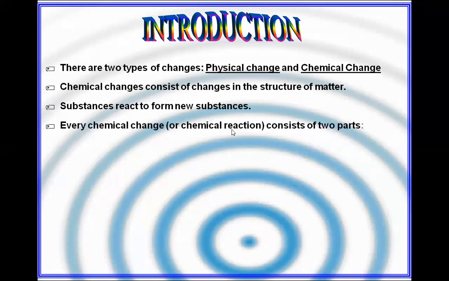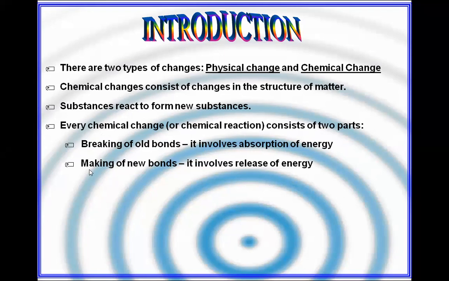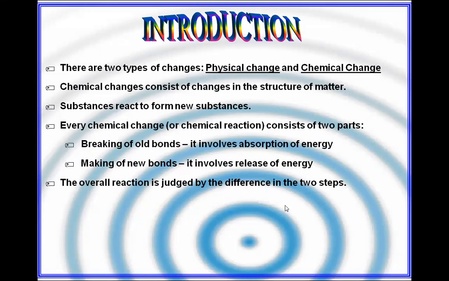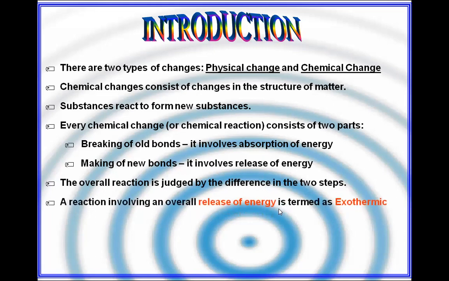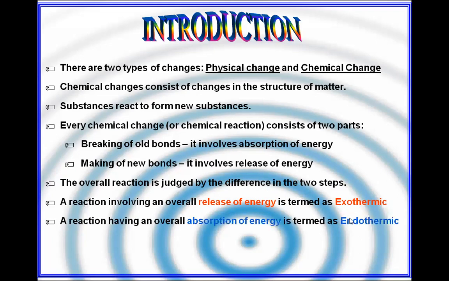Every chemical change or chemical reaction consists of two parts. Number one, breaking of old bonds, which involves absorption of energy, and making new bonds, which involves release of energy. What does it mean? The overall reaction is judged by the difference in the two steps. How? In a reaction involving an overall release of energy, the absorbed energy is less and the released energy is more. The reaction is exothermic.